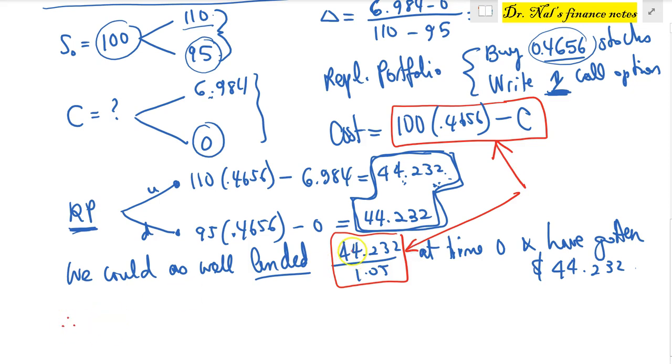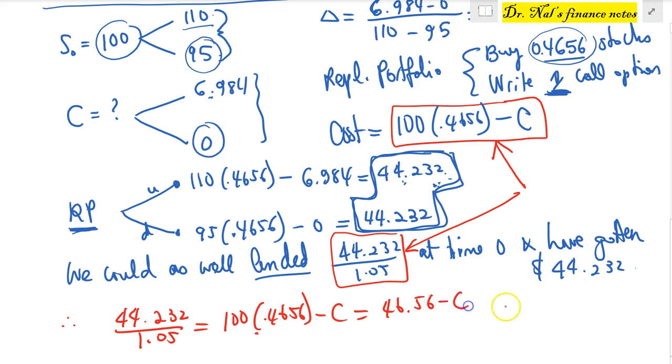So therefore we have 44.232 over 1.05 is equal to 100 times 0.4656 minus C, but that's just 46.56 minus C, and indeed you can finish the math. From here, C comes out as $4.43. That's it. So we would say that the call option at time 0 is worth $4.43 overall.